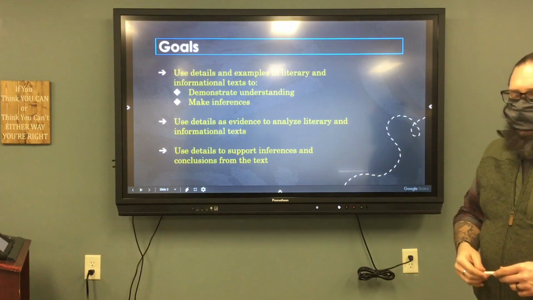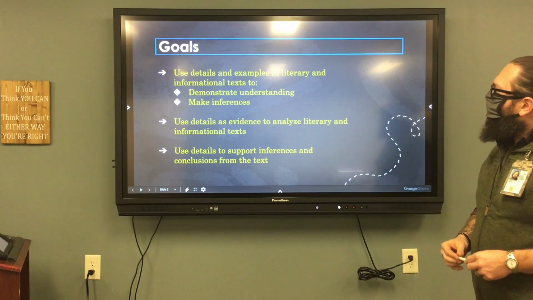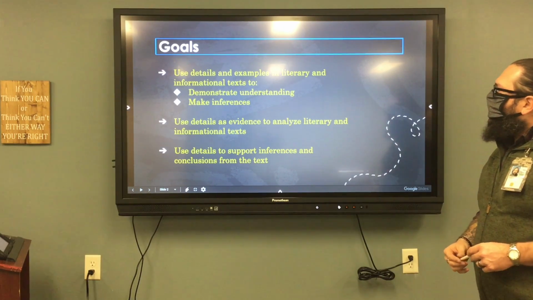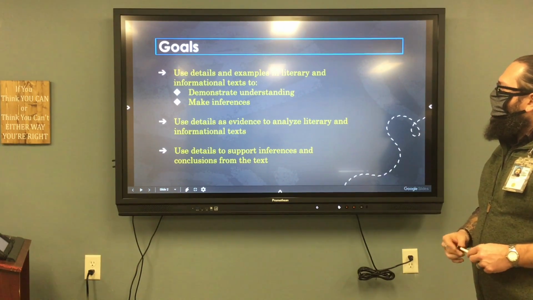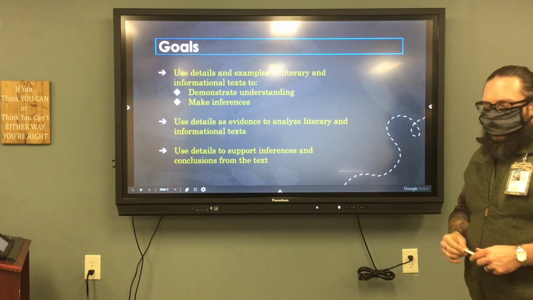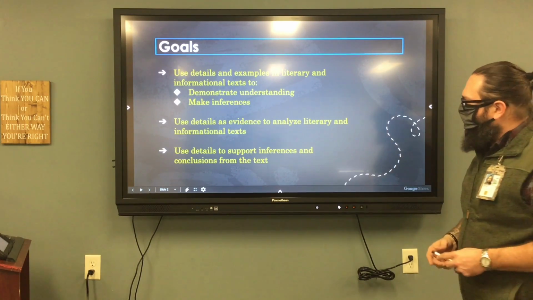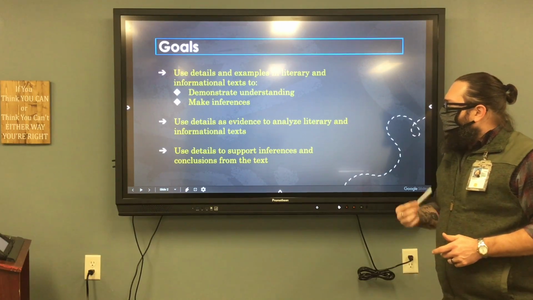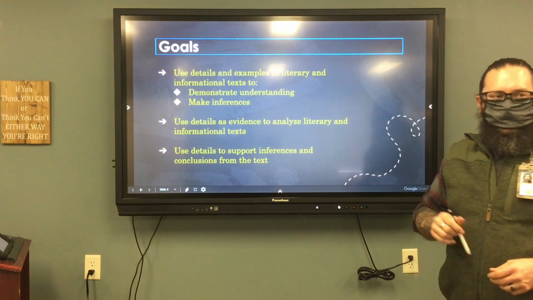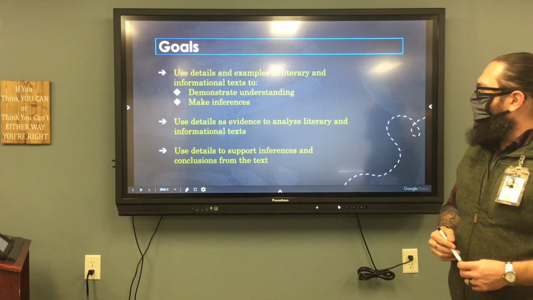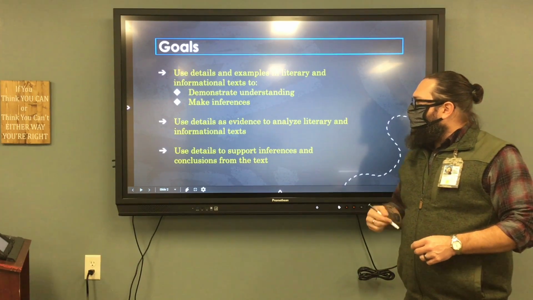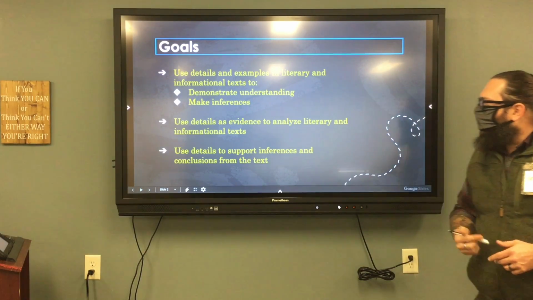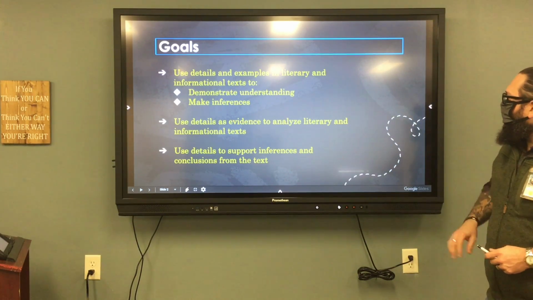So the goals for this lesson are to use details and examples in literary and informational texts to demonstrate understanding and make inferences. We're also going to learn how to use details as evidence to analyze literary and informational texts. And then finally use details to support inferences and conclusions from the text.